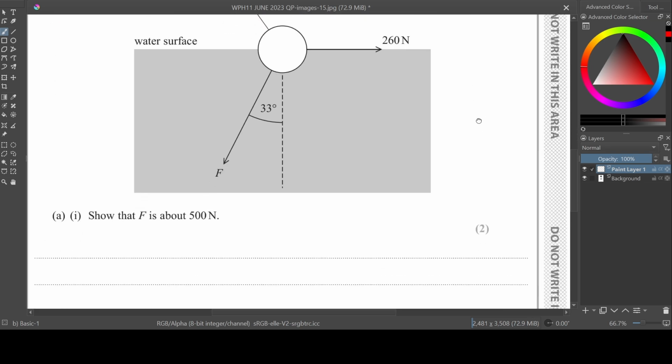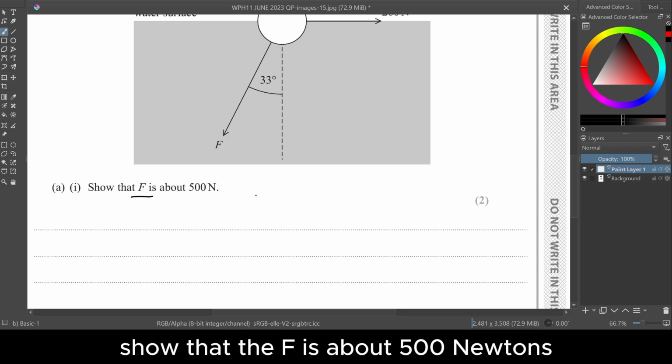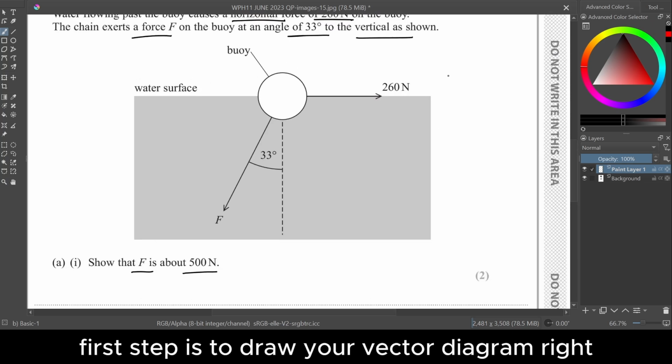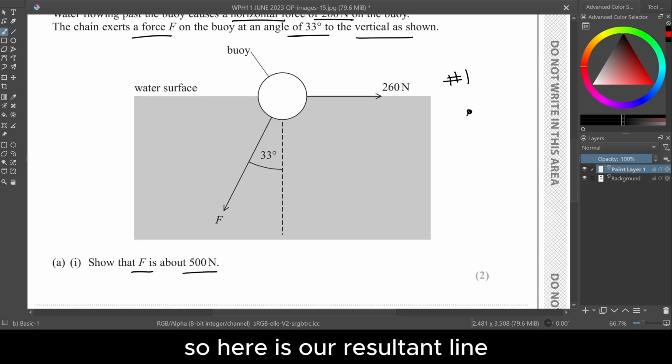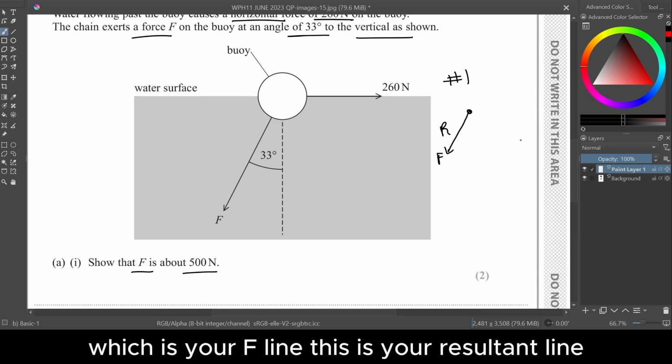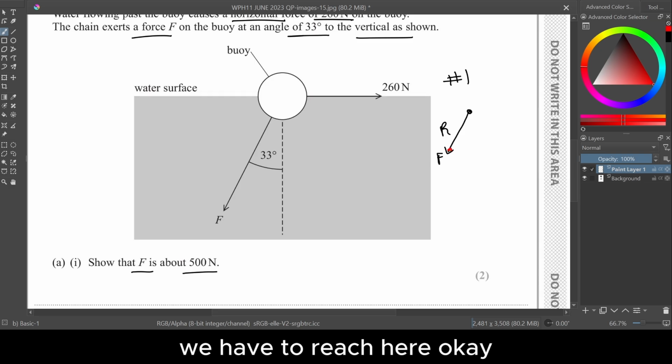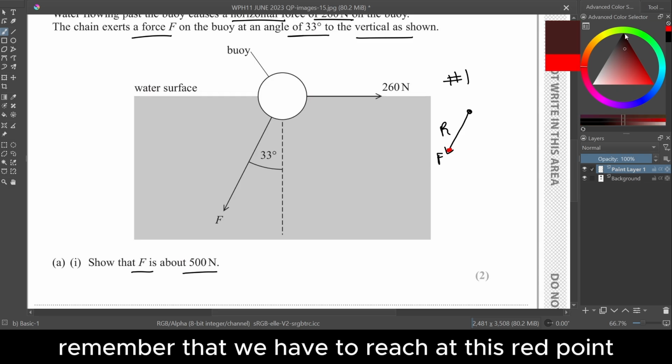Show that the F is about 500 newtons. So it's very simple. First step is to draw your vector diagram, right? So here is our resultant line, which is your F line. This is your resultant line. And in order to draw a vector diagram, we have to reach here. Remember that we have to reach at this red point.